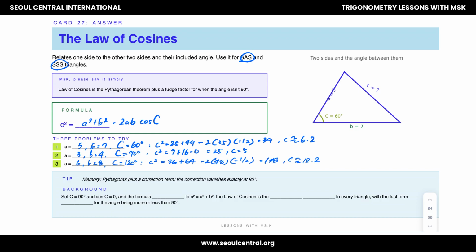One memorization tip is that Pythagoras plus a correction term is essentially the law of cosines. The correction vanishes at 90 degrees. Background. Set C equal to 90 degrees and cosine of big C to 0, and the formula collapses to c squared equals a squared plus b squared. The law of cosines is the Pythagorean theorem generalized to every triangle, not just the right ones, with the last term correcting for the angle being more or less than 90 degrees.